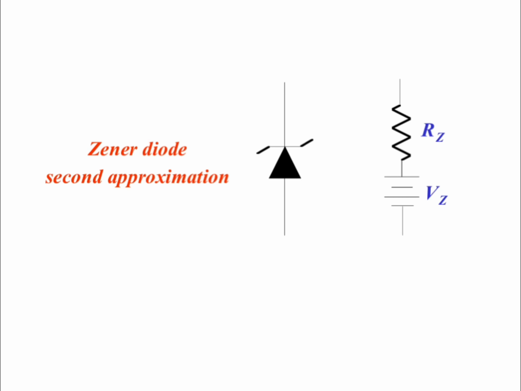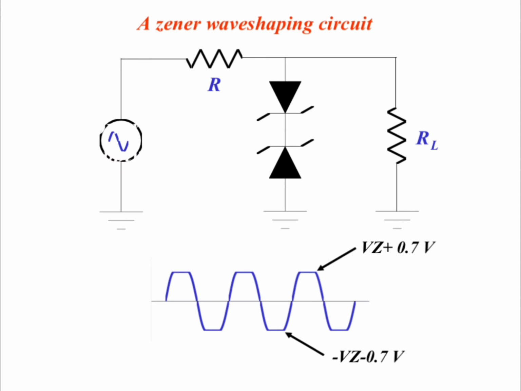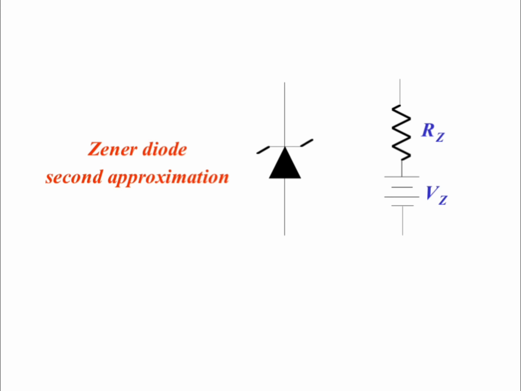In the second approximation, the Zener diode is modeled as an ideal Zener voltage source, Vz, in series with a small internal resistance, Rz. This makes the model more realistic because the Zener voltage changes slightly with current.